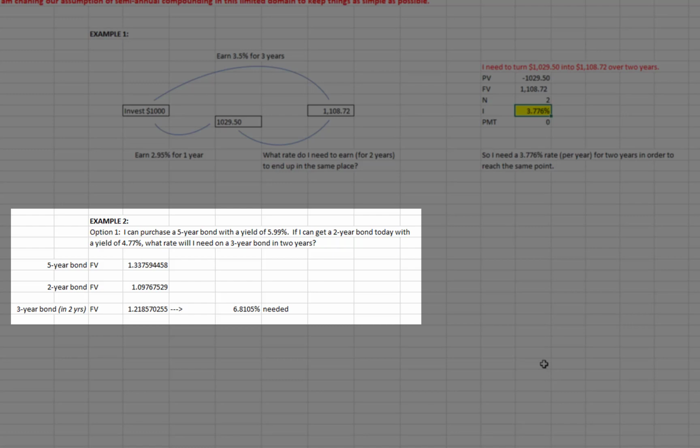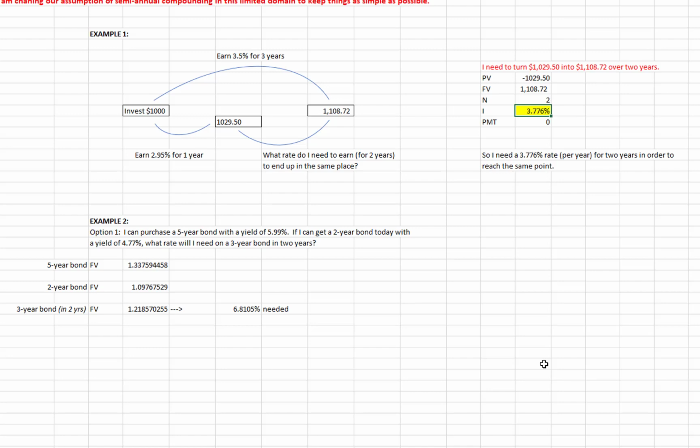Alright, so again, I want to end up in the same place. I'm going to cobble together the bonds to get to 5 years because that's what my first option, my first path, will do, is take my money out 5 years. And so this is telling me right here, this calculation, what is $1 going to turn into in 5 years if I invested at 5.99%. So that's what that formula is saying. It's the future value of $1 compounded at 5.99% for 5 years.